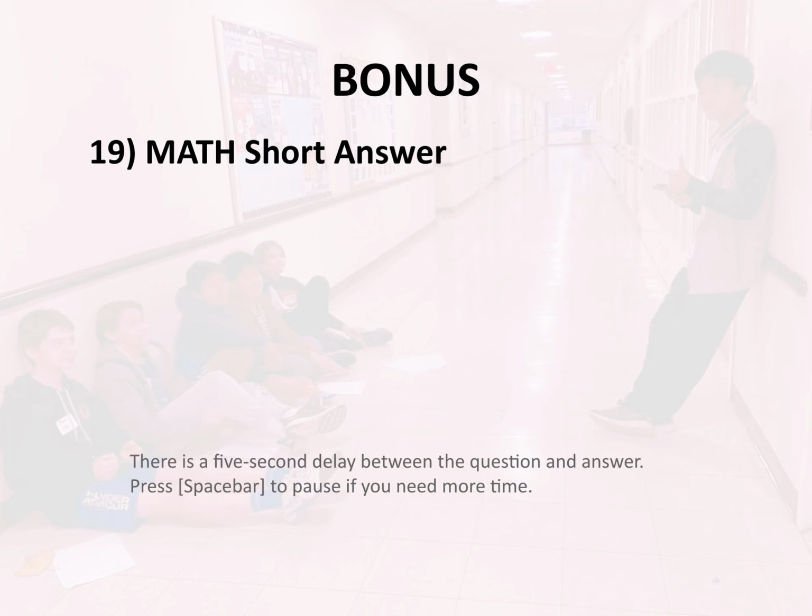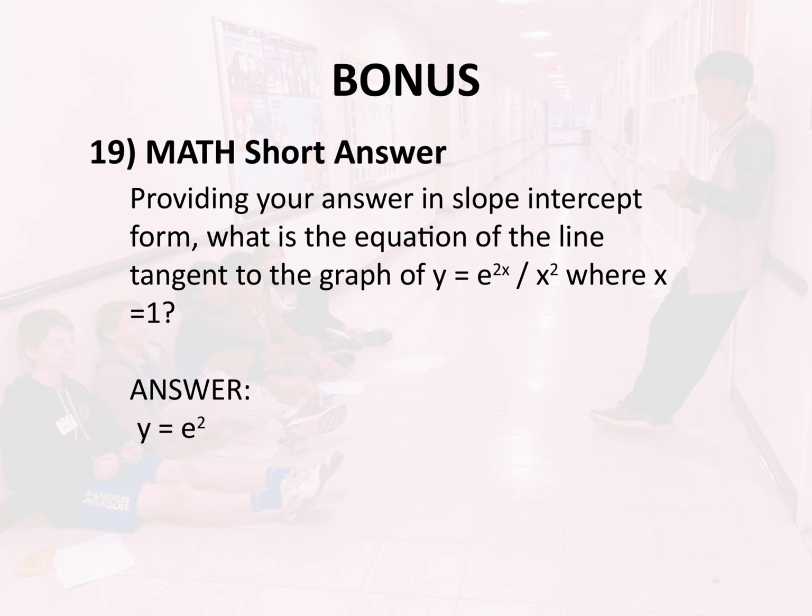Bonus 19. Math. Short answer. Providing your answer in slope-intercept form, what is the equation of the line tangent to the graph of y equals the fraction with numerator e to the power 2x and denominator x squared where x equals 1? Answer: y equals e squared.